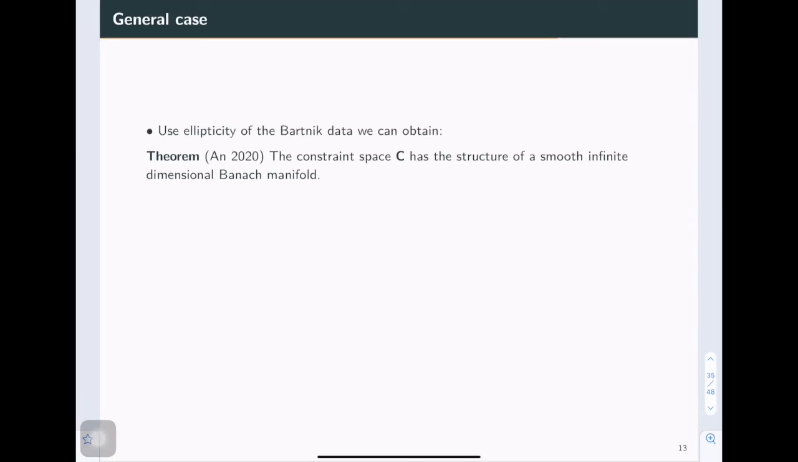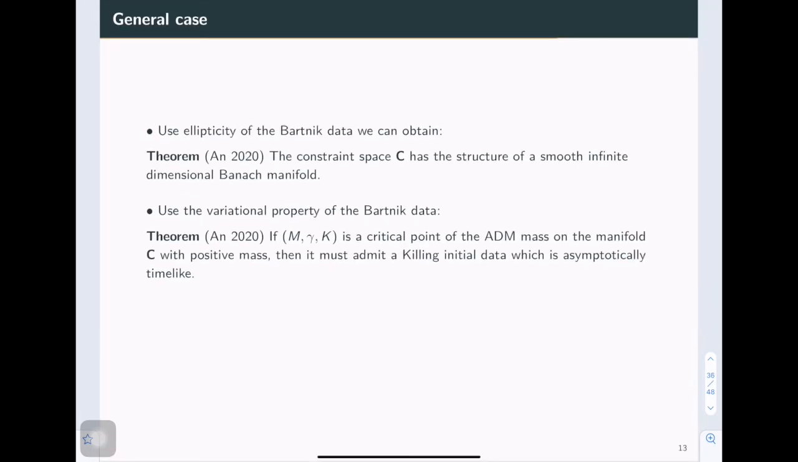Then we use the ellipticity result of the Bartnik data to obtain that the constraint space C has the structure of a smooth infinite-dimensional Banach manifold. Since C consists of asymptotically flat initial data sets, we can evaluate the ADM mass of those initial data sets. It means that we can think of the ADM mass as a function which maps C to the real numbers R. It simply assigns each initial data set in C with its ADM mass. This is a well-defined function, and furthermore, we show that if an initial data set is a critical point of this ADM mass function on the constraint manifold C, which has positive mass, then it must admit a Killing initial data, which is asymptotically time-like.